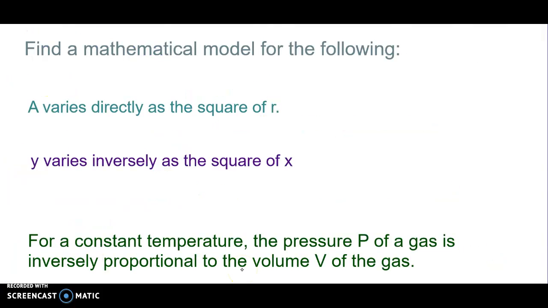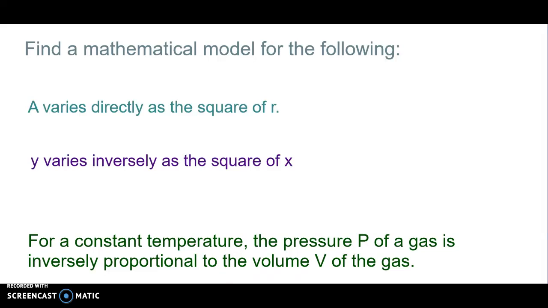It says find a mathematical model for the following, or in other words, find a mathematical equation. So it says here, a varies directly as the square of r. Y varies inversely as the square of x. And the last one, for a constant temperature, the pressure P of a gas is inversely proportional to the volume of the gas. So I'll walk you through the first one and then I'll have you try the second two.